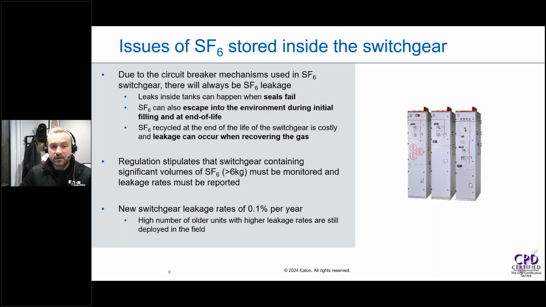Although newer switchgear leakage rates are probably 0.1% per year, there is still a high number of older units with higher leakage rates deployed in the field. This is a major issue for humans and also for the environment, particularly when we're talking about global warming.